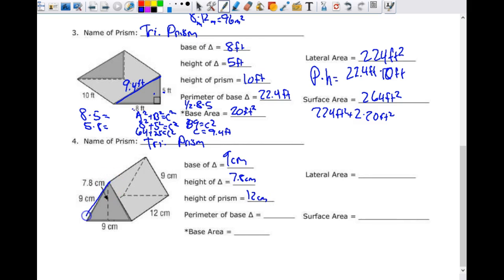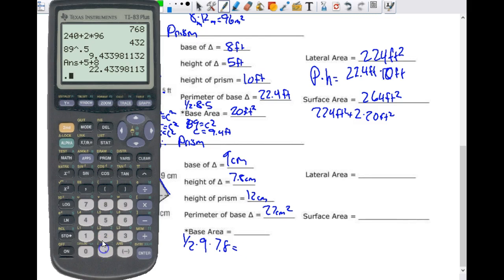What is the perimeter? It's 9 plus 9 plus whatever this is. Who can guess what that has to be? If you look over here, since this is 9, that's 9. 9 times 3 is 27 centimeters. Base area is 1/2 times base times height of the triangle. 0.5 times 9 times 7.8. 35.1.